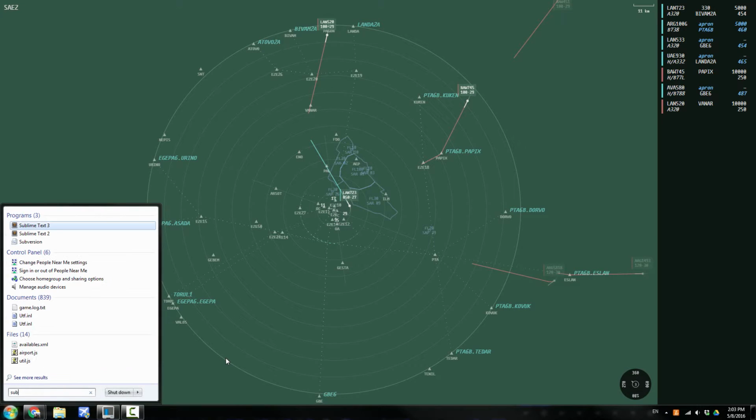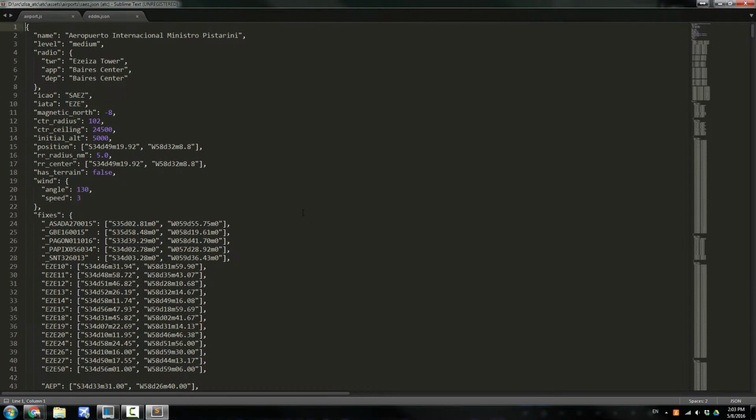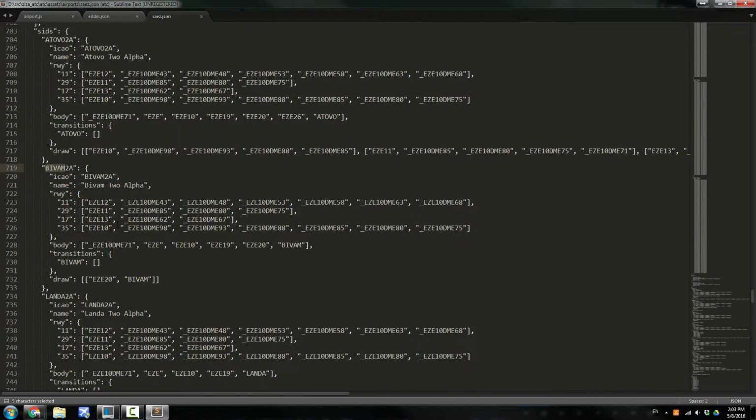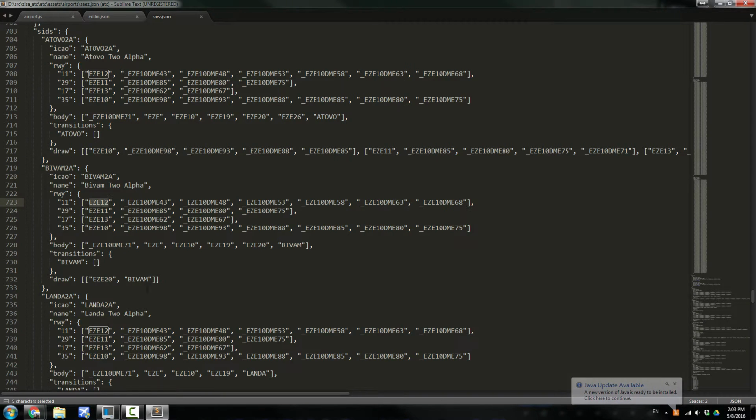Well, let's see, I'm not exactly familiar with what the fixes are that are in this. What is it? SAZ bivm. Nope. There we go. Okay, so the first one, where did he take off? He took off 1-1. Yes, the first one would be EZE12.